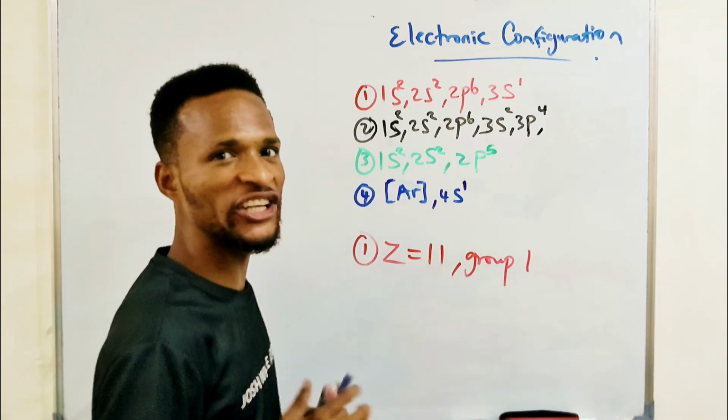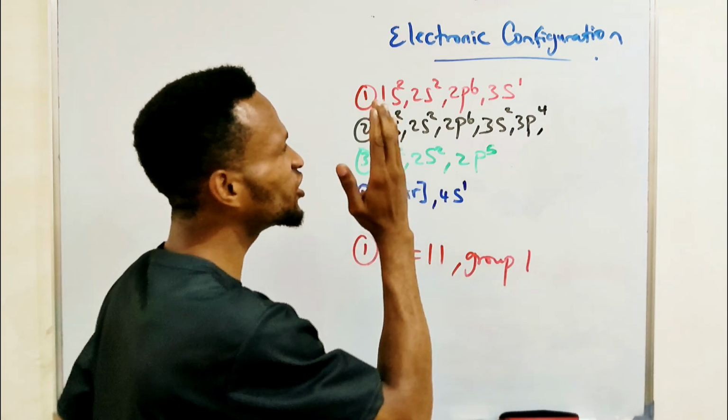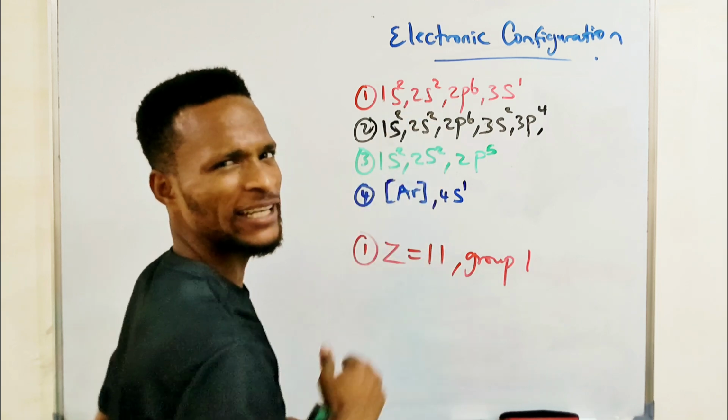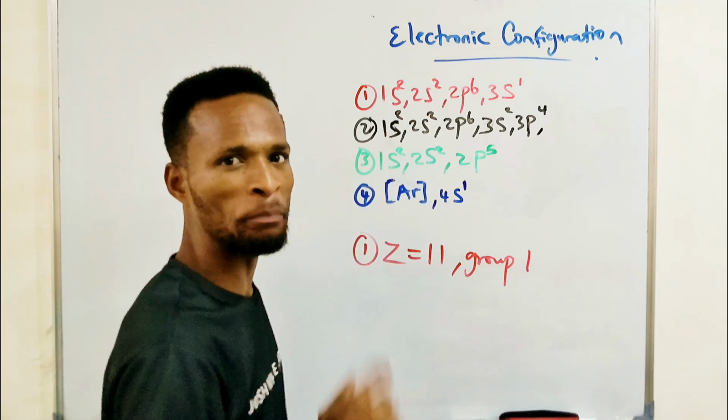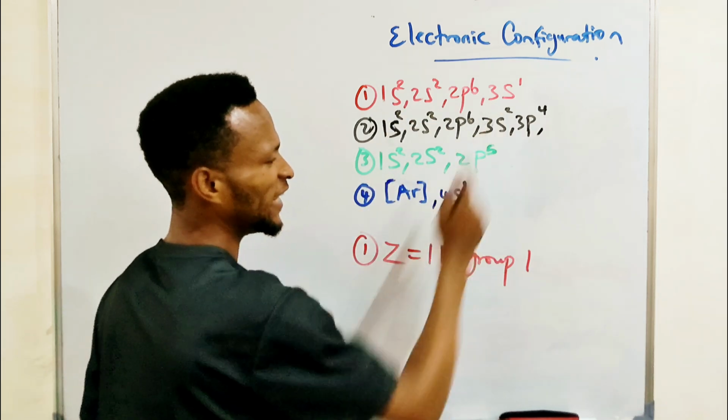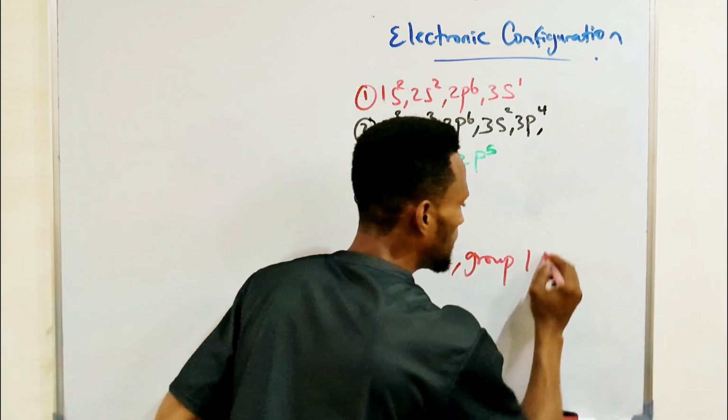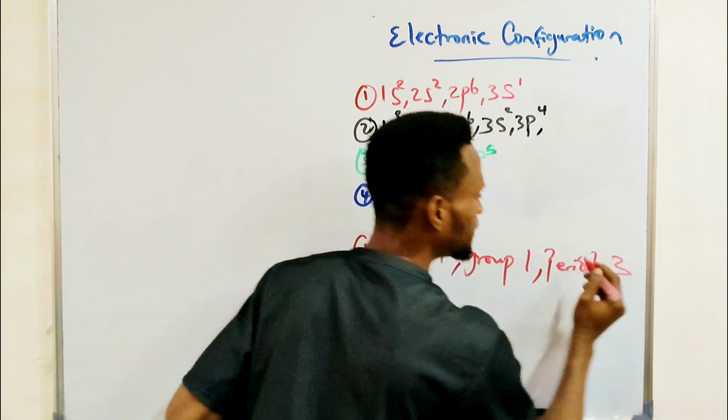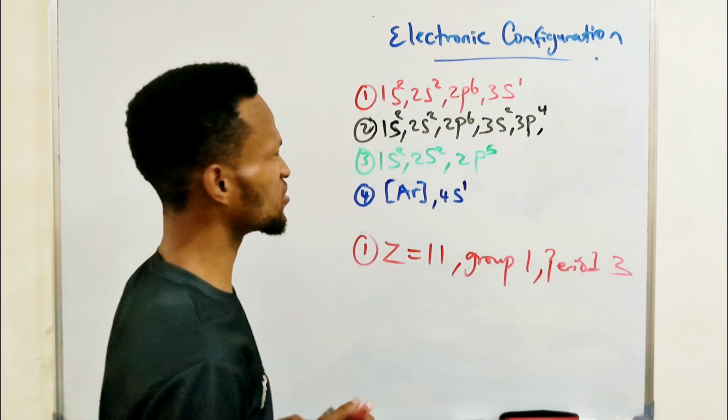How do you know the period? The highest number behind the orbital tells you the period. And the highest number here is 3. That means this is in what? Period 3. It has 3 shells.